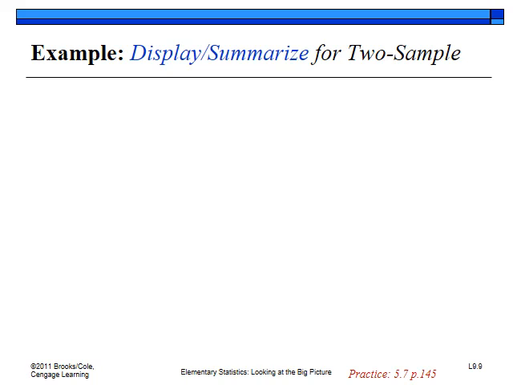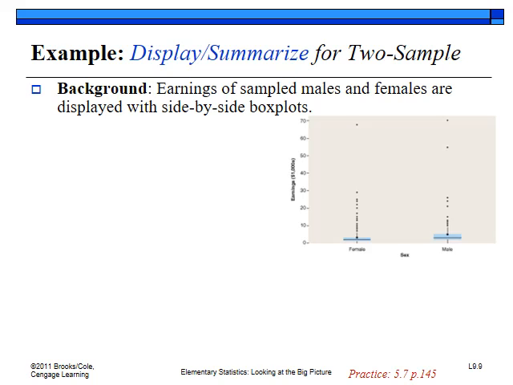So for this set of earnings data, with gender as the explanatory variable and earnings as the response, we will display and summarize by looking at side-by-side box plots. Notice that the box plots are oriented vertically. On the horizontal axis, we have the possible values for gender, male and female. Also notice that both share the same vertical scale. That same vertical scale is crucially important if we want to do good comparisons.